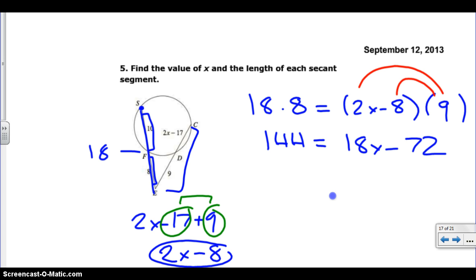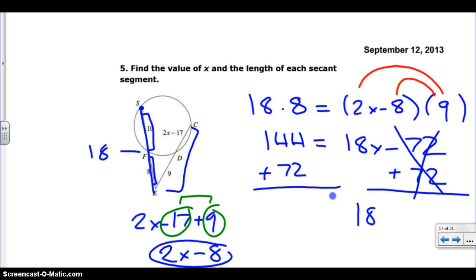This is a straight algebra question you've seen a million times. We got to get the 18x by itself. So let's add 72 to both sides. Remember, opposite signs. And we're left with 18x equals 216. That would be absolutely correct. And now we have to divide both sides by 18, and we get 12. 18 times 12? Yeah, that's right. So x equals 12.